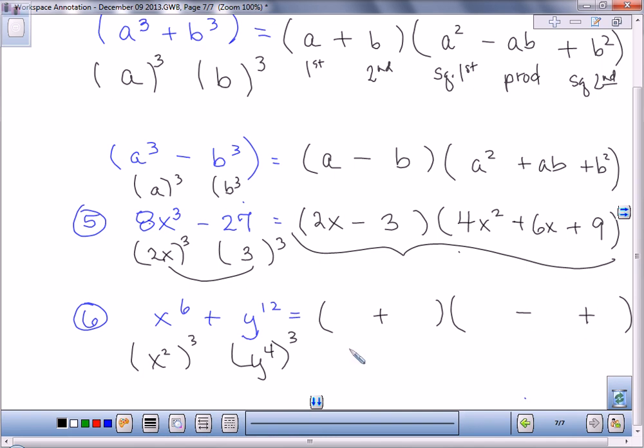What was my first term? x squared. And the second one? y to the 4th. Square the first one. What happens when I square x squared? I get x to the 4th. Do the product of the 2: x squared, y to the 4th. Square the last one: y to the 8th. Okay, now you have plenty of practice, and I'll put my answer key up for you to check.